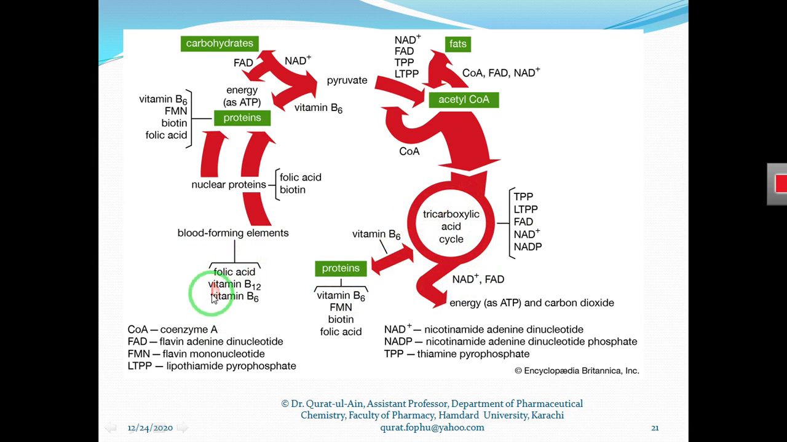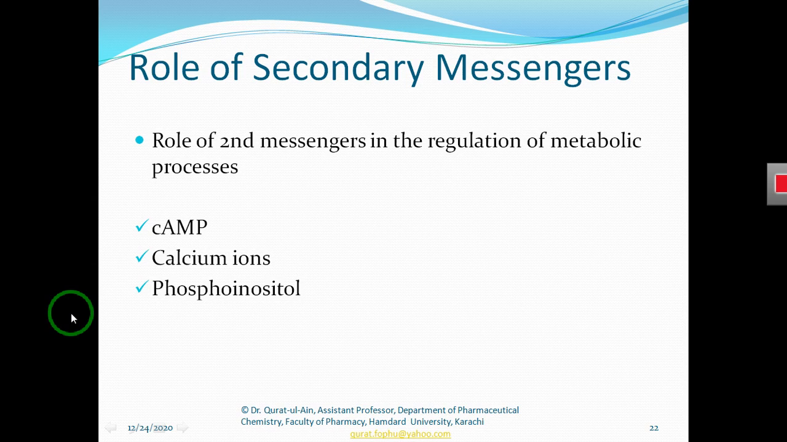However, we can see here vitamin B12 and vitamin B6, all these are also involved in metabolic reactions, and especially FAD and NAD are also involved in the metabolism of carbohydrates. And the vitamin B complex, that is vitamin B6, is involved in the regulation of protein metabolism. So these coenzymes and B complex vitamins are involved in the metabolism of lipid, protein, and carbohydrate, all three major macromolecules.